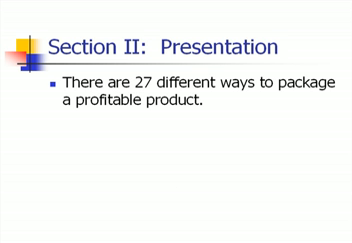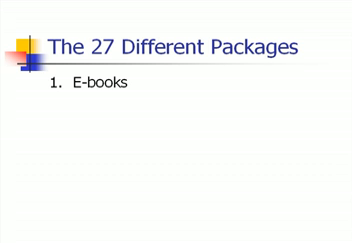Section 2, the presentation. Let's look at 27 different ways to package a profitable product. Remember, stop thinking of a product, think in terms of content. Think about the outline you built and the content you've collected. That content is your product. The way you package and present it is just window dressing.